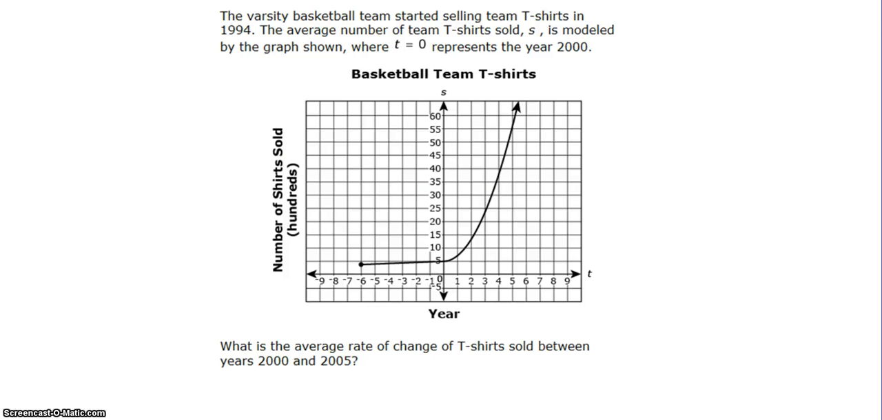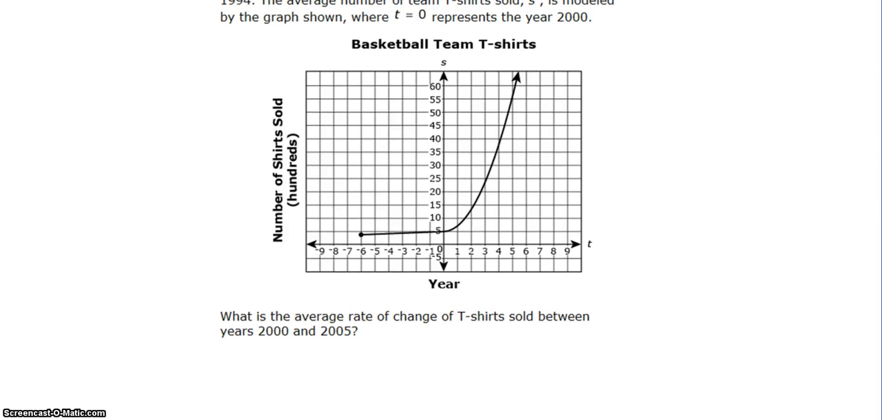All right, so let's take a look at this problem. A varsity basketball team is selling team t-shirts in 1994. That's when they started. The average number of team t-shirts sold, S, is modeled by the graph shown where T equals 0 represents the year 2000. So, what is the average rate of change of t-shirts sold between 2000 and 2005?